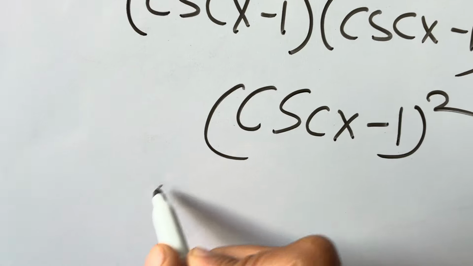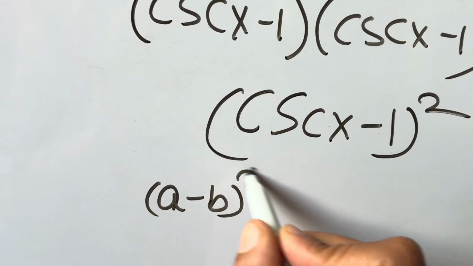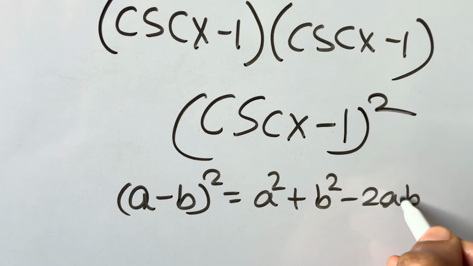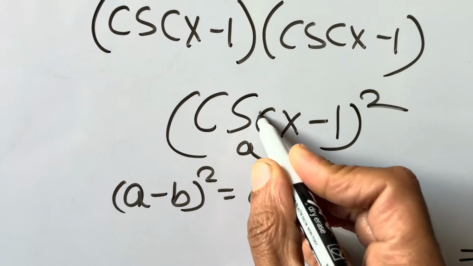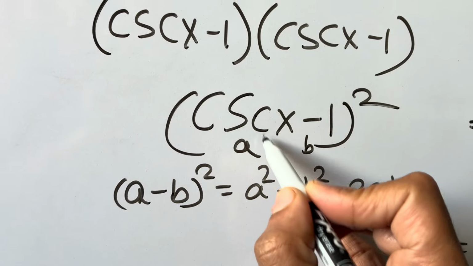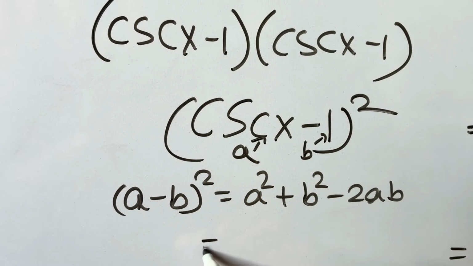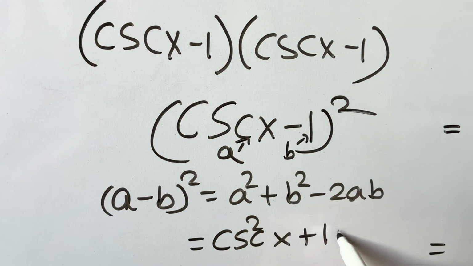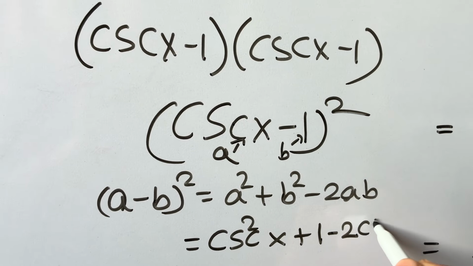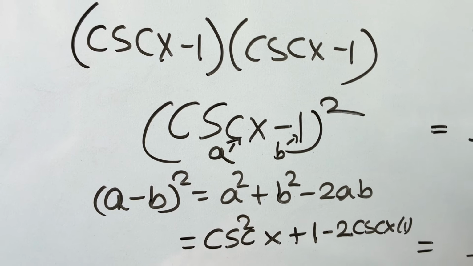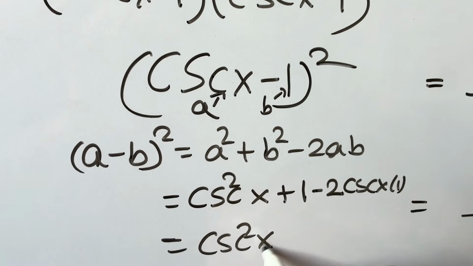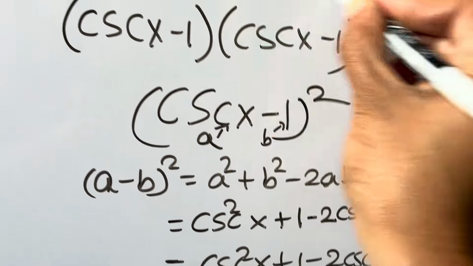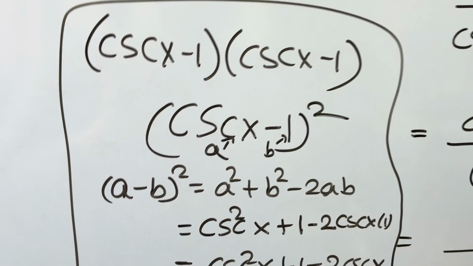And we can apply the formula of a minus b whole square here, which is a square plus b square minus 2 times a into b. So for this I have my a as cosecant x and my b as 1 here. Let's put the values here. A square means cosecant square x. For b square I have 1 square, minus 2 times a, which is cosecant x, and b is 1, which is nothing but cosecant square x plus 1 minus 2 times cosecant x. So this is the value for cosecant x minus 1 times cosecant x minus 1.